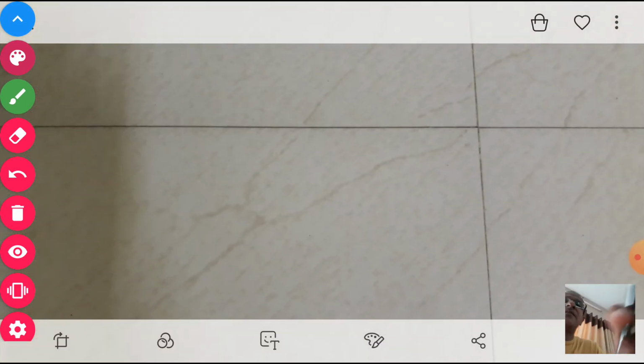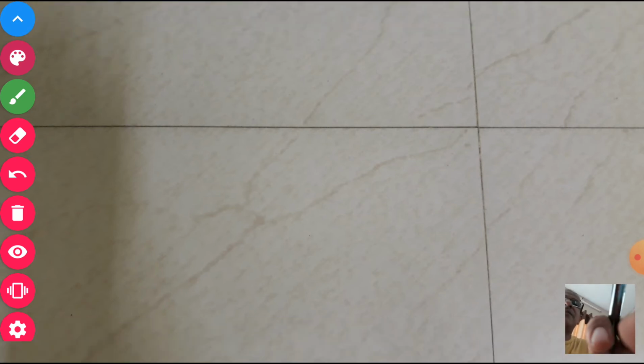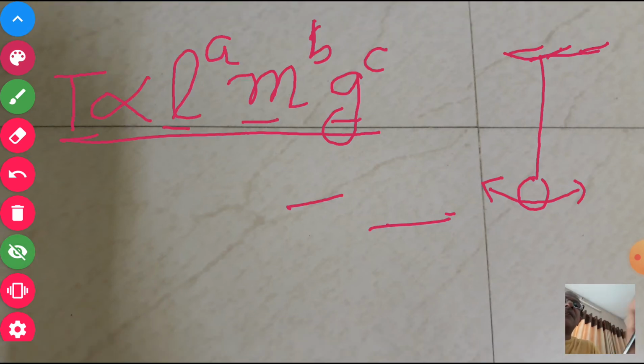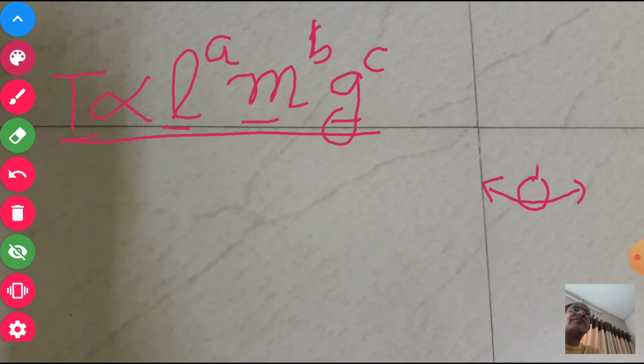This way you can solve it. We have T proportional to L raised to a, m raised to b, g raised to c. This much you can write from the data. The figure is not required now; I drew it just for your understanding of what a simple pendulum is.